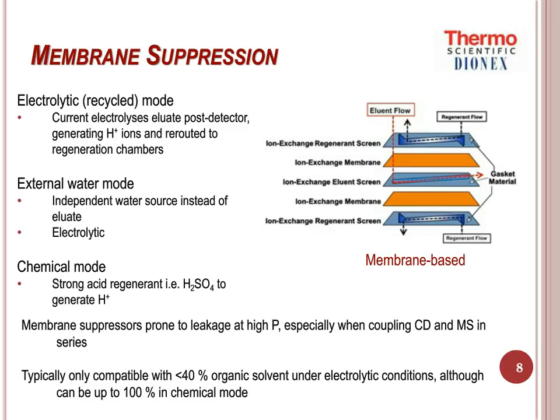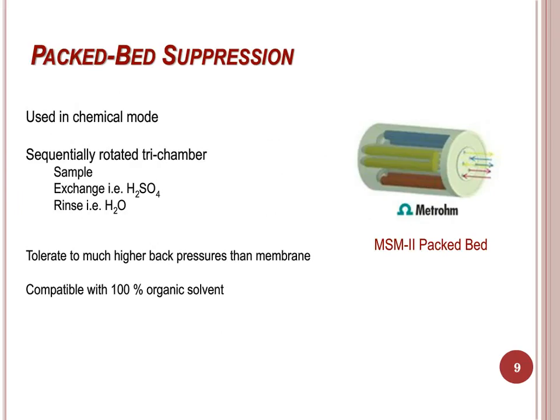Metrohm instruments are fitted with packed bed suppressors regenerated by a tri-chamber sample exchange rinse rotation. Only one column is used analytically at one time, whilst the others are either being automatically regenerated or washed online before being sequentially rotated into active eluent suppression. Like the chemical membrane suppressors, sulfuric acid is normally used as a regenerant when in the exchange position.